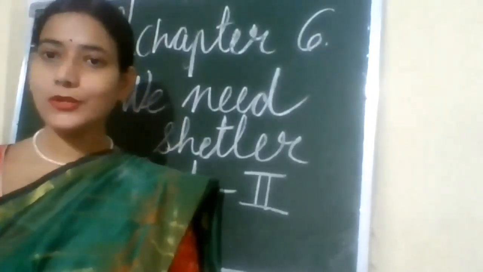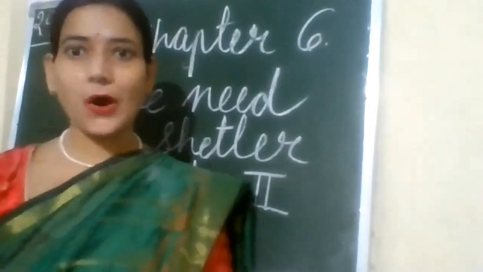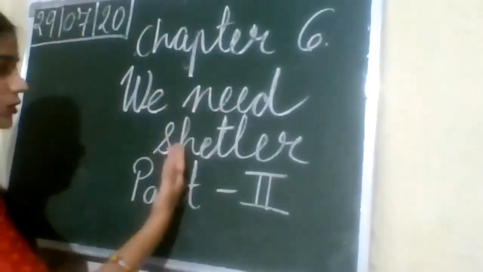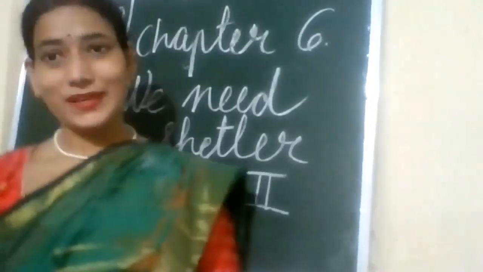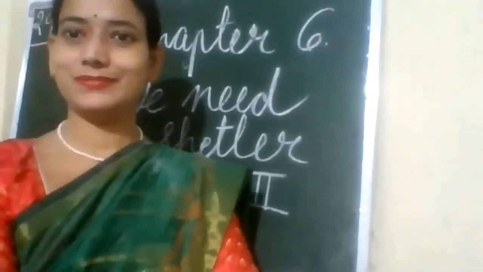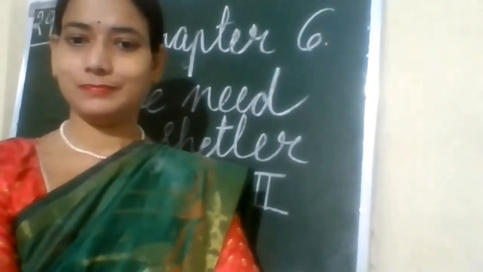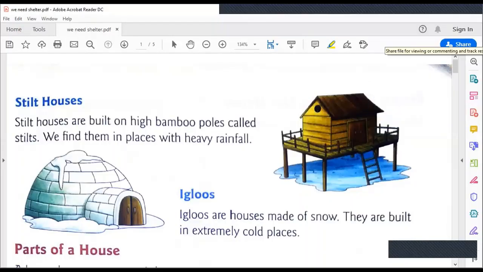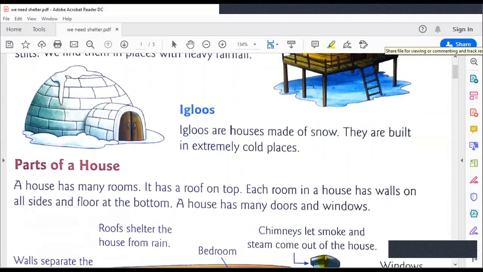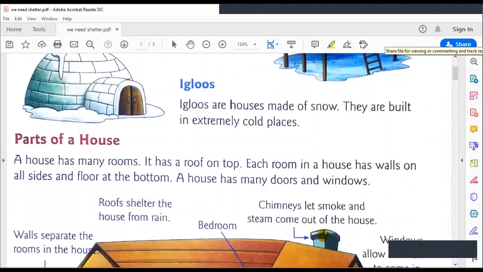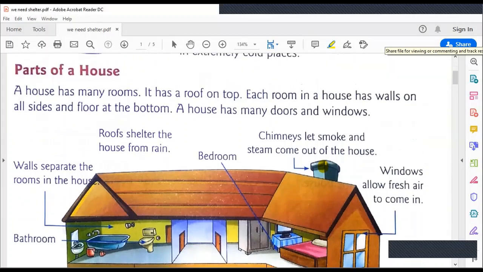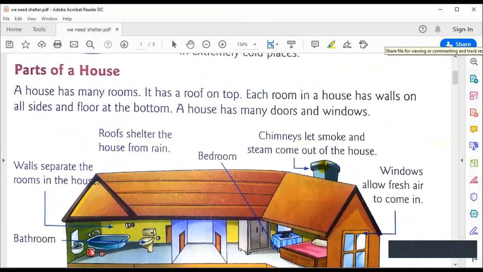Today, I am going to teach you part 2 of chapter number 6. We need shelter. So, get ready. So, children, take out page number 33. Okay, we are going to start the topic parts of a house.